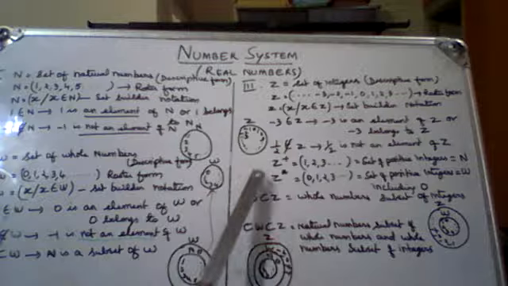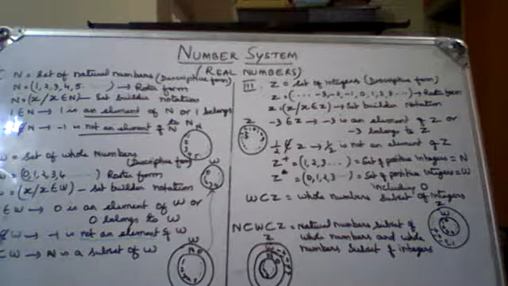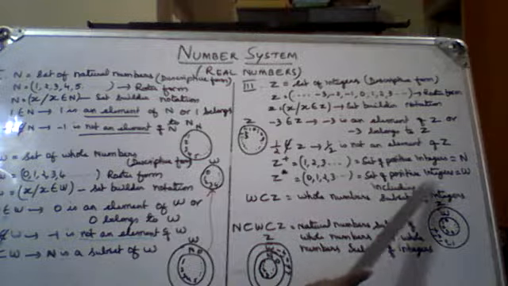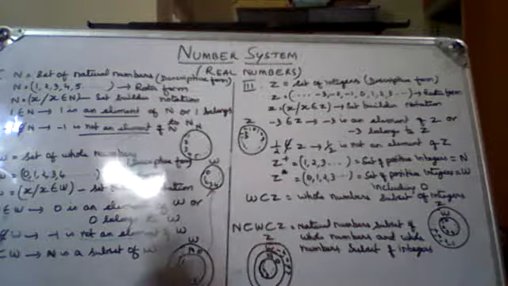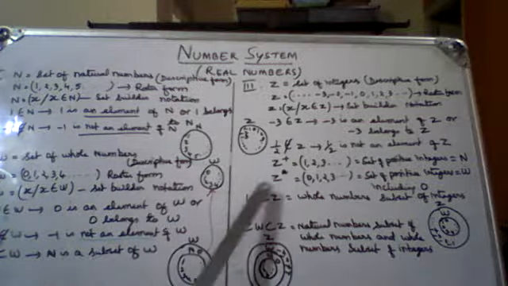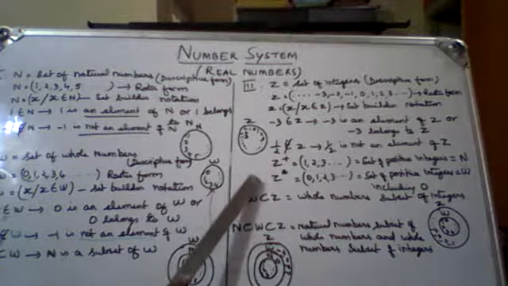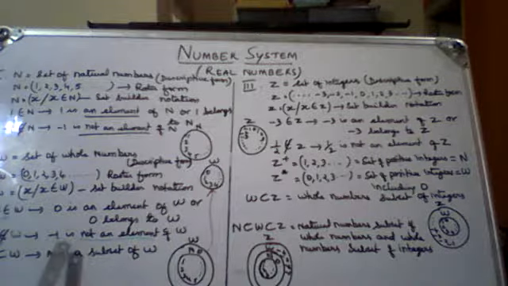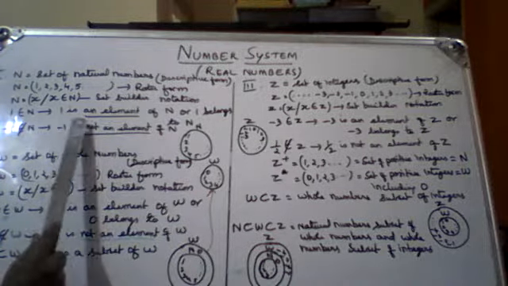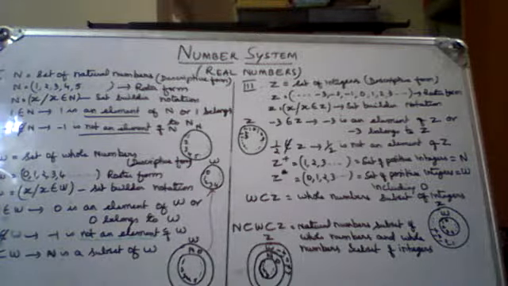Z star means the set of positive integers including zero. This is also called whole numbers. The other name for whole numbers is Z star. So this is the eldest brother, think of the brother studying 11th standard. This brother is studying 9th standard. This brother is studying 6th standard. So Z plus is positive integers.